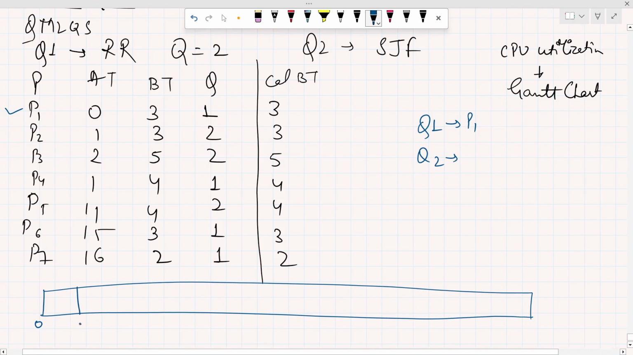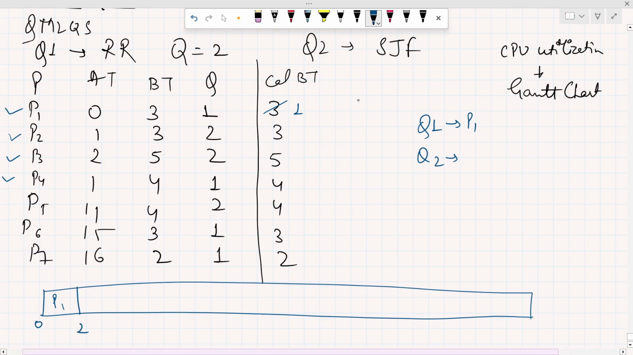So 0 to 2. It's a preemptive process, so at 0 to 2 it breaks. At 0 to 2, only 2 burst time is used, so the burst time left for the P1 process is 1. P1 spent time on the CPU from 0 to 2. After that, at 2, how many processes are available? P2 and P4, and P3 as well. These 4 processes are available to get the CPU at arrival time 2.